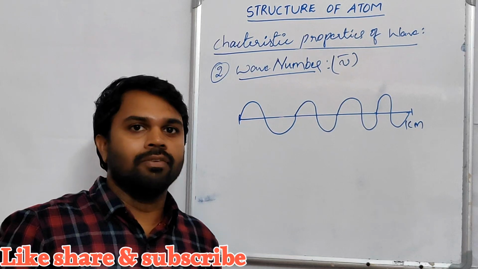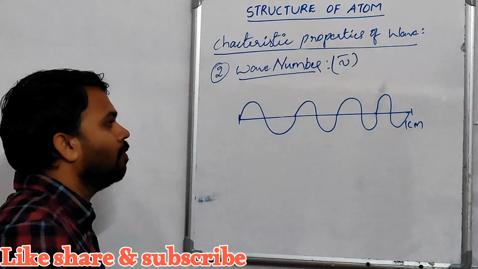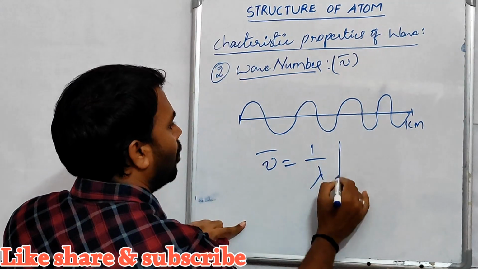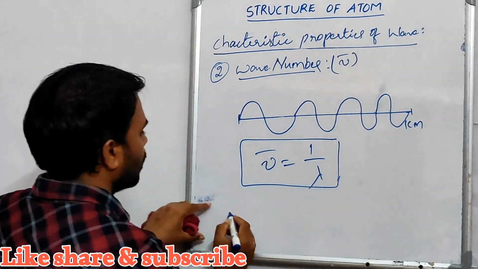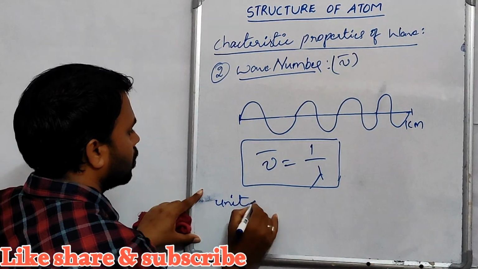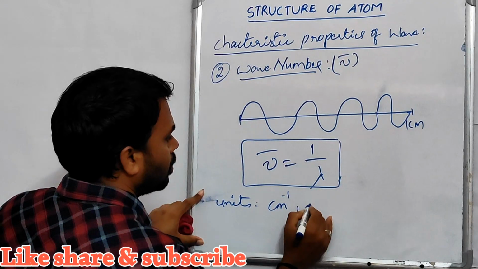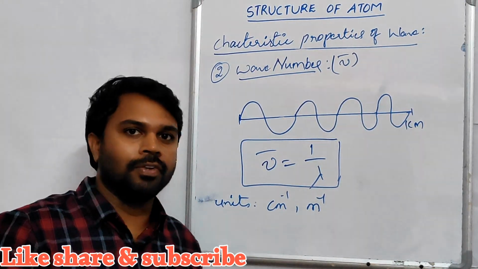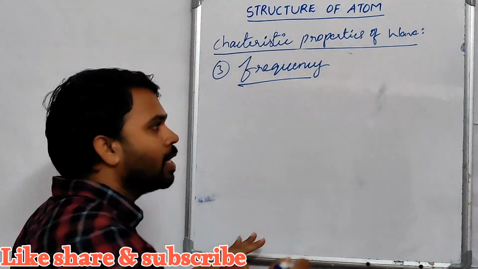In other words, wave number is nothing but the reciprocal of wavelength. Nu bar is equal to 1 by lambda. Units are centimeter inverse, meter inverse. Now come to the next one, frequency. It is indicated with nu.